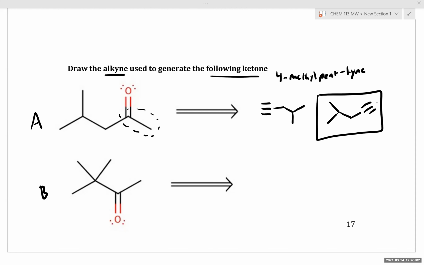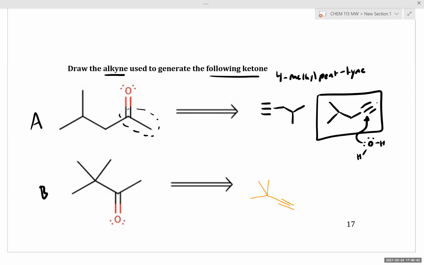Two things to note with this synthetic process and this idea of retrosynthesis to prepare ketones from alkynes. We can prepare any methyl ketone from the corresponding terminal alkyne, because remember, water, our nucleophile in mercury catalyzed hydration, prefers to attack at the most substituted position. So we can readily prepare methyl ketones from the corresponding alkyne.